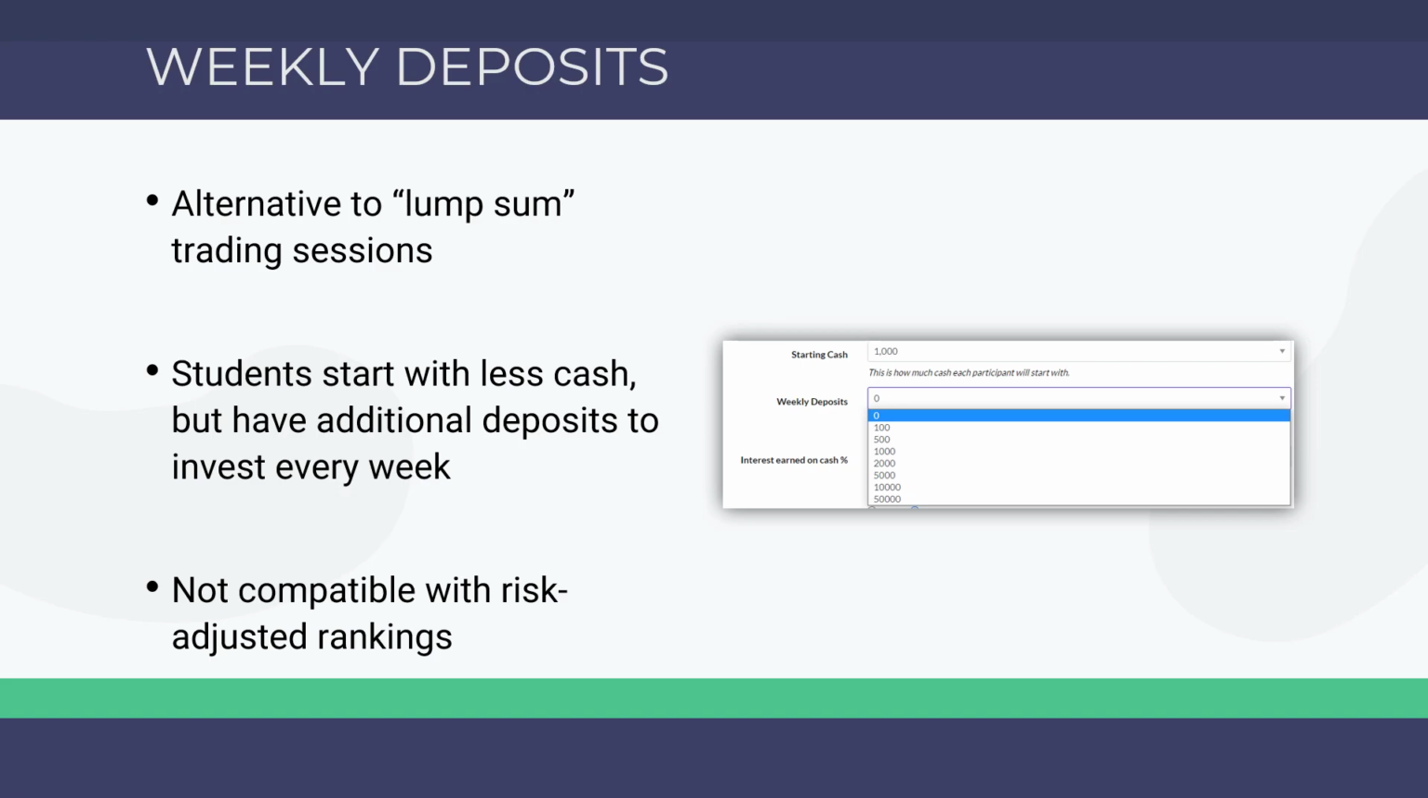We do control the rankings, so we also adjust the students' starting cash so their percent return is consistent. But if you are using weekly deposits, it's not going to be compatible with the risk-adjusted rankings, because all of the measures of variance just don't work when you start adding extra cash every week.